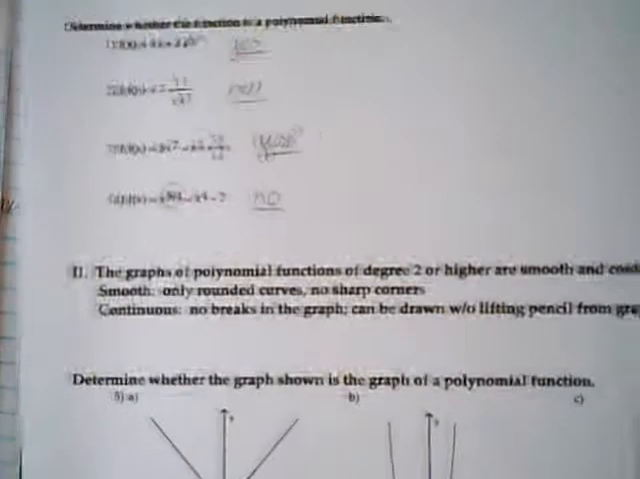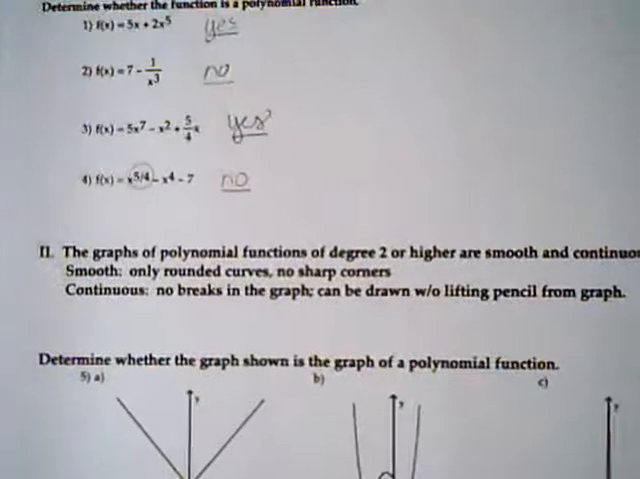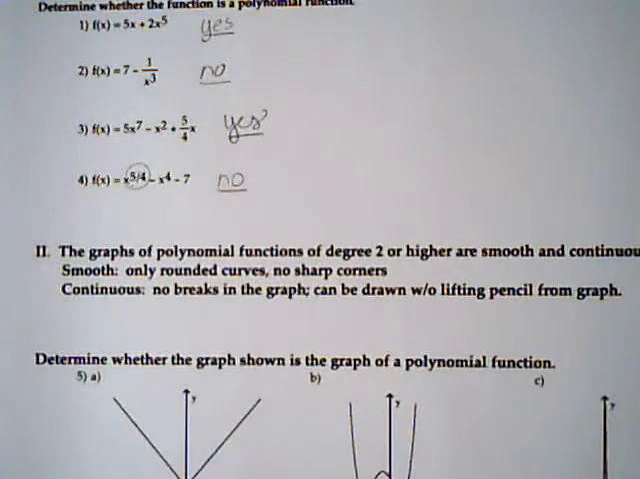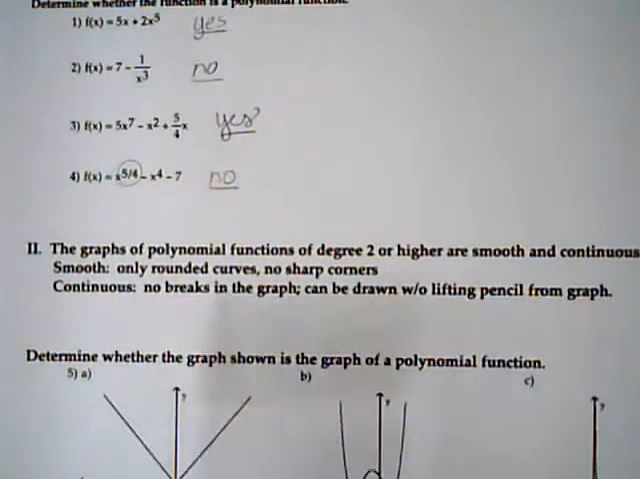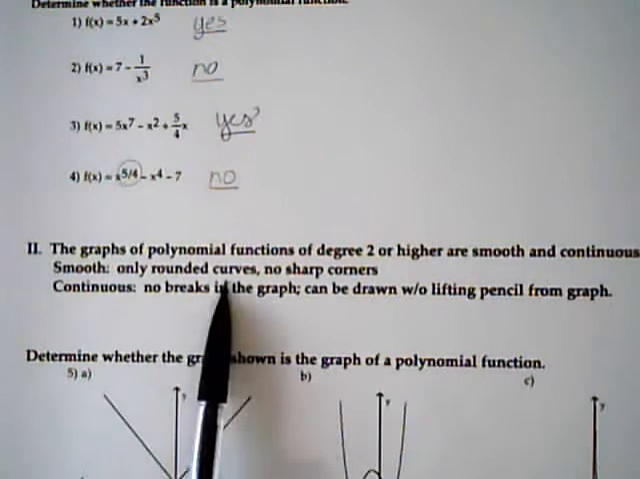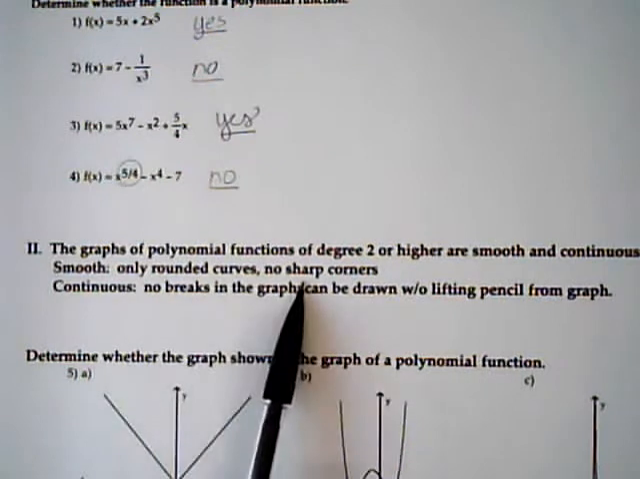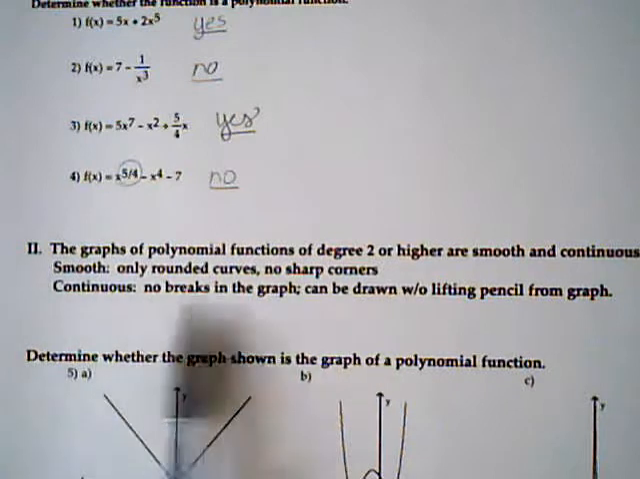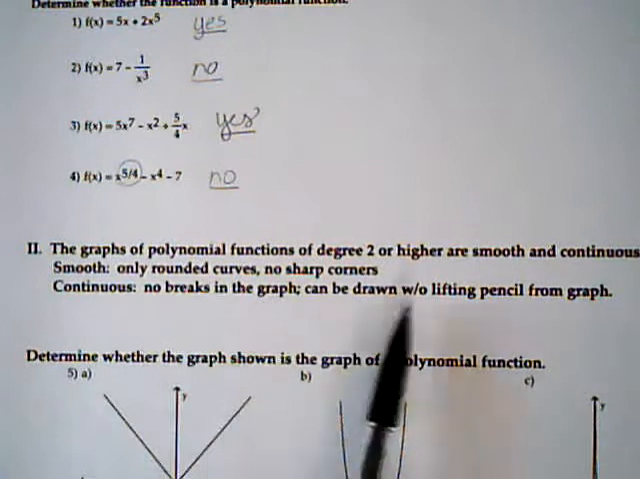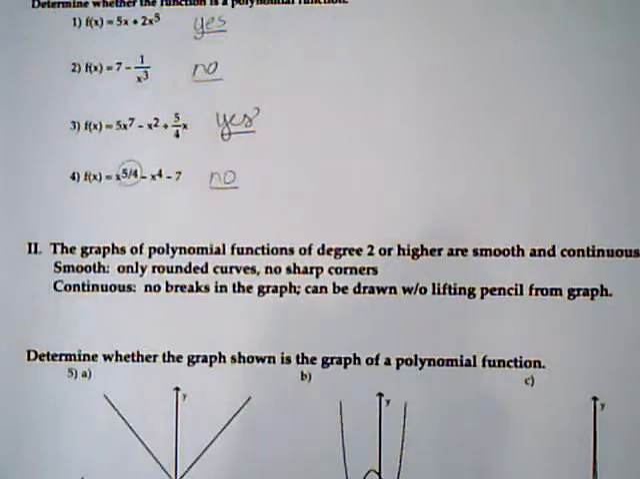Some characteristics of a polynomial function that you need to know. This says that the graphs of polynomial functions of degree 2 or higher are smooth and continuous. Smooth meaning that it has only rounded curves, no sharp corners or sharp turns in the graph, and continuous means that it has no breaks in the graph. You can draw the graph without lifting your pencil from the paper.